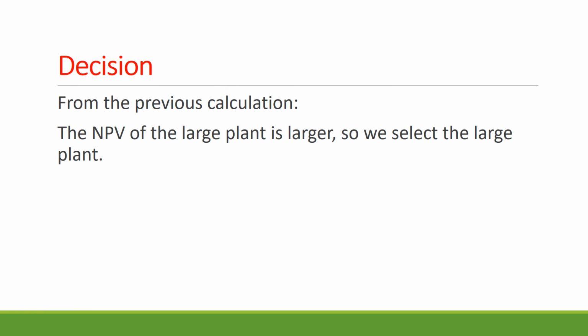So from the previous calculation, we can see that the NPV for the large plant is 0.5 million something, whereas the NPV for choosing the small plant is only 0.4 million something, right? So because the NPV for the large plant is larger, we would therefore choose the large plant.